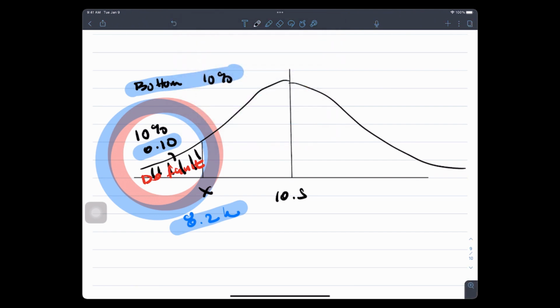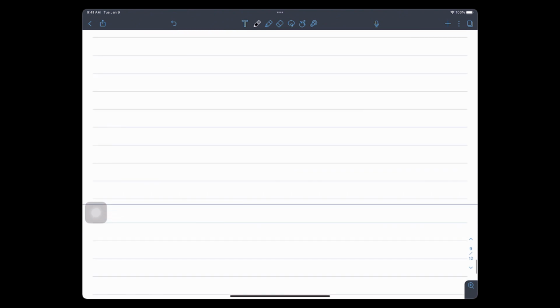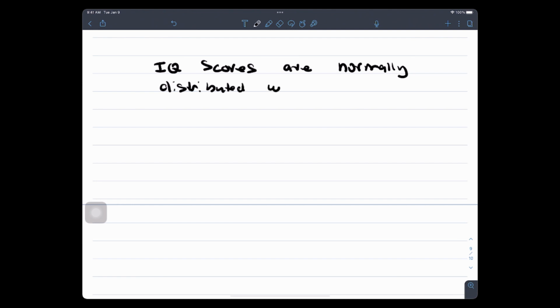All right, so here's what I'm going to have you guys do yourself. I'm going to switch the setting on you. We're going to go to IQ scores. Remember, they are normally distributed with a mean of 100 and a standard deviation of 15.